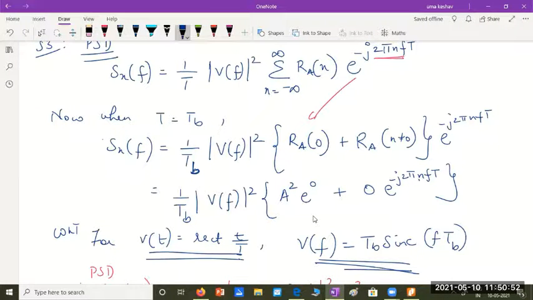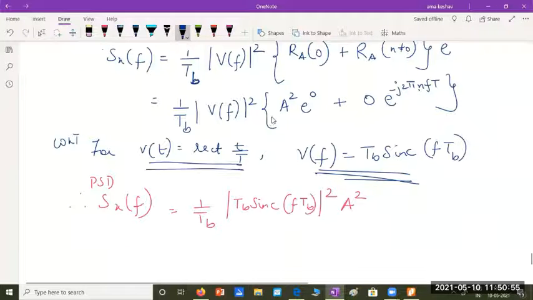So what happens here? What remains is a square into 1 plus 0. That's why what remains in the expression for Sx of f is 1 by Tb, and we know what V of f is. Given V of t is a rectangular function, V of f will be Tb sinc ftb. I should square it and multiply with the term within brackets, which will result in just a square. I hope this is clear now. Now you just have to simplify this further. So just substitute.